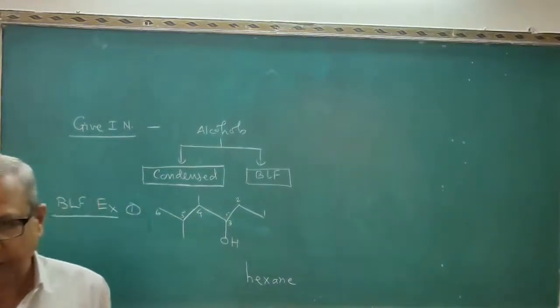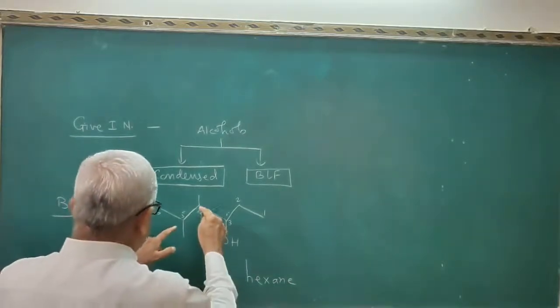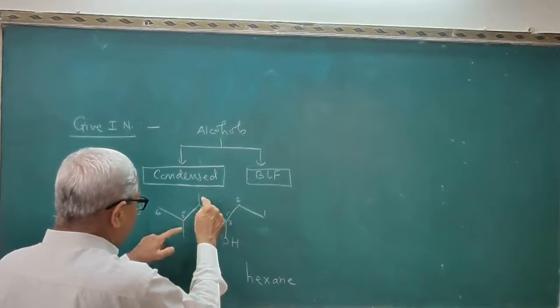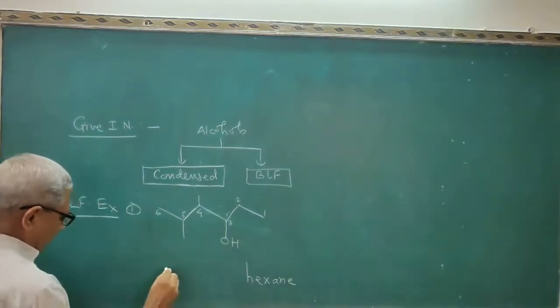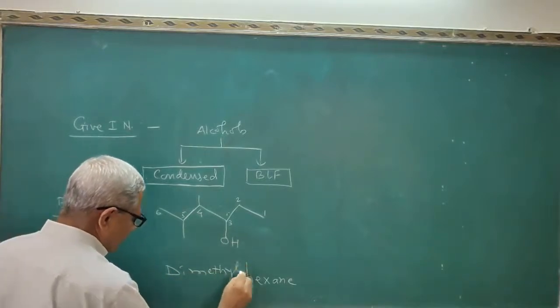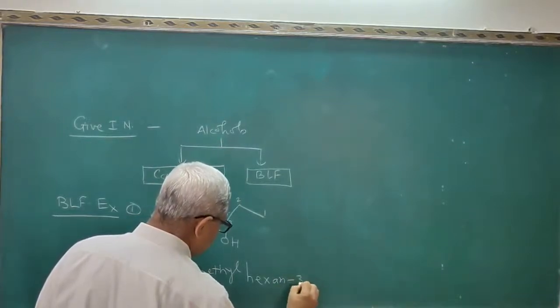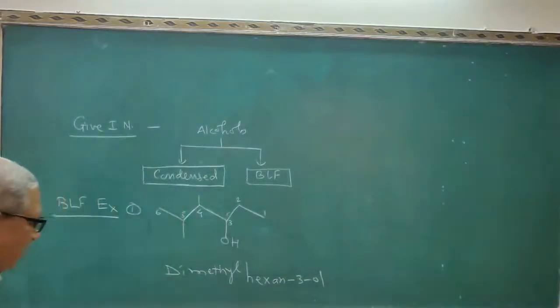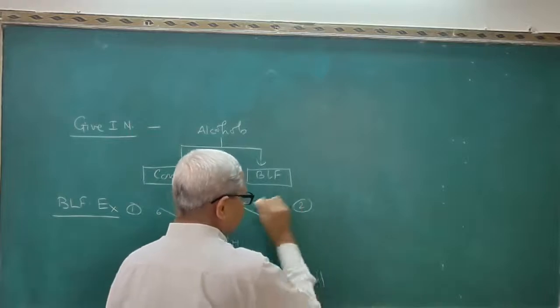See the substituents, alkyl substituents. These are present on the carbon number 4 and 5. Both are identical. Therefore, you have to use the term di. So the name will become dimethyl hexane. The suffix is replaced by 3-OL. This is the IUPAC name: dimethyl hexane 3-OL.